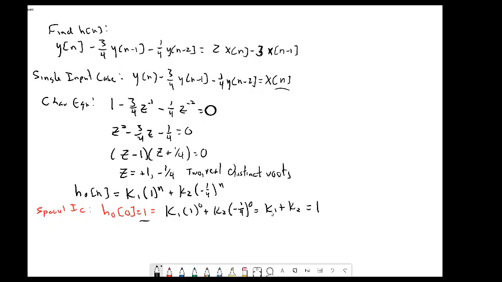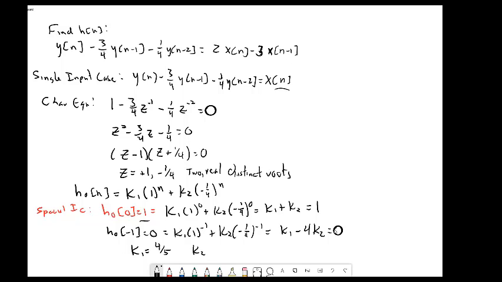I need a second equation because I have two unknowns. For that, we use a standard initial condition, h of minus 1 equals 0. So k1 times 1 to the minus 1 plus k2 times minus 1/4 to the minus 1, plugging back into the h0 of n, which is just k1 minus 4k2 equals 0. So now I have two equations, two unknowns. It turns out that k1 is plus 4/5 and k2 is plus 1/5.